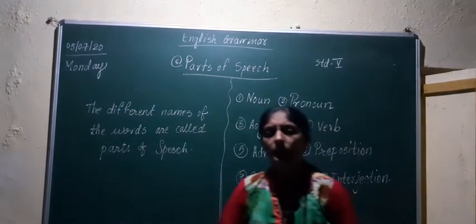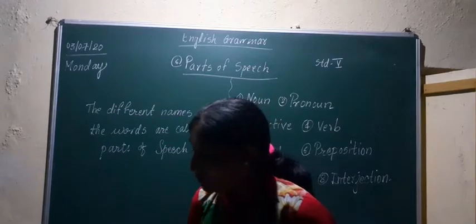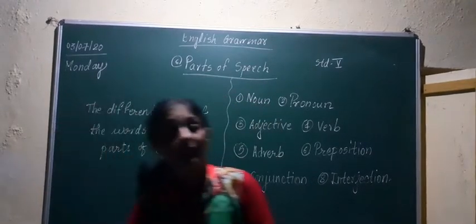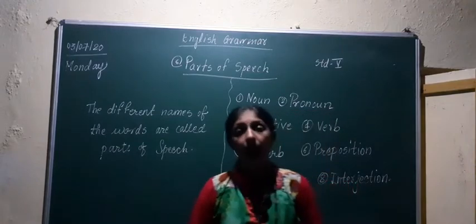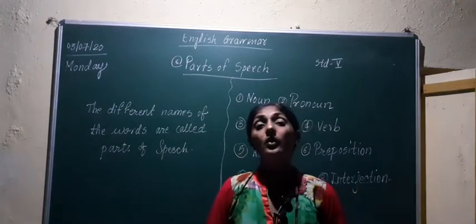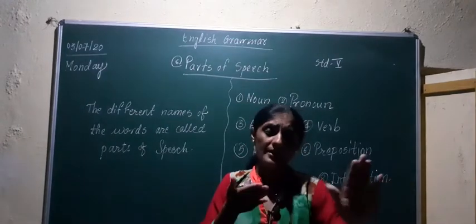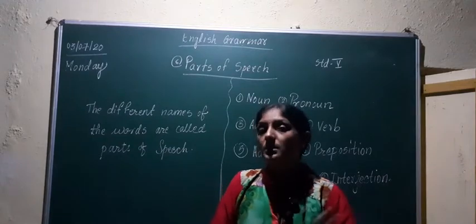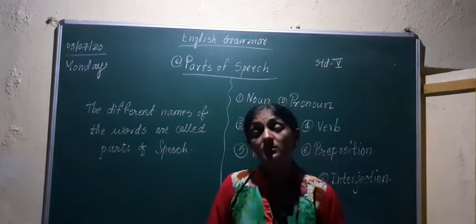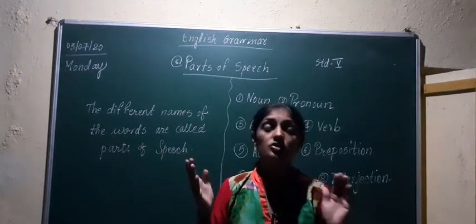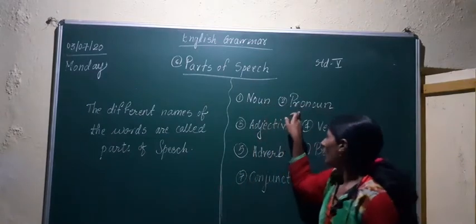Now what is noun? Here it is told that a noun is a name of the person, place, animal, bird or things. Names of people, names of animals, names of birds, names of places, names of things. Such words are called nouns. Now second one is pronoun.